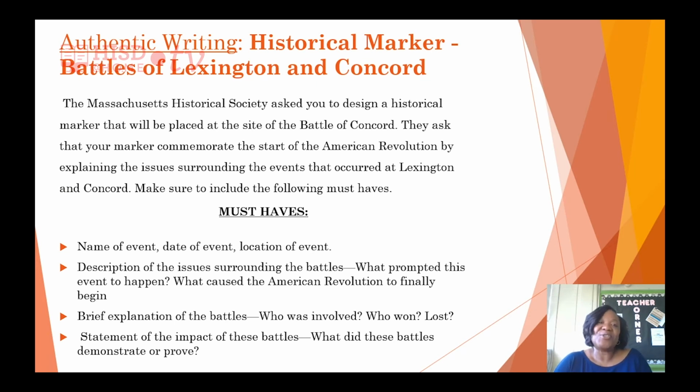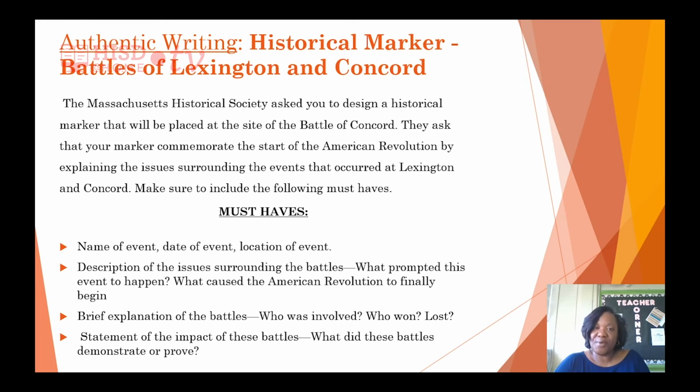Okay, so now you have an assignment. You have a writing assignment that I want you to complete. This is a historical marker. It's called the Battles of Lexington and Concord. So the Massachusetts Historical Society has asked you to design a historical marker that will be placed at the site of the Battle of Concord. They ask that your marker commemorate the start of the American Revolution by explaining the issues surrounding the events that occurred at Lexington and Concord.